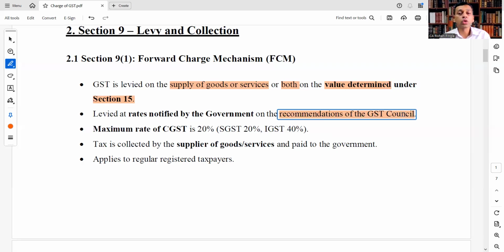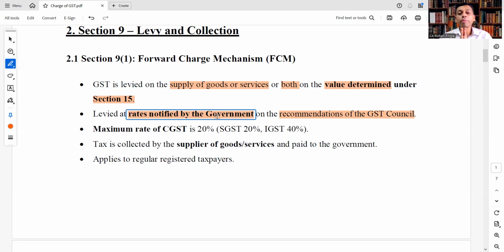GST Council meetings are always held with time gaps, such as 1 month, 4 months or 6 months. In them a number of issues are discussed, and then they recommend to the government, and the government takes action on that. Levied at rates notified by the government on the recommendations of the GST Council. The maximum rate of CGST is 20%. That is SGST 20%, so IGST would be 40% in that case.